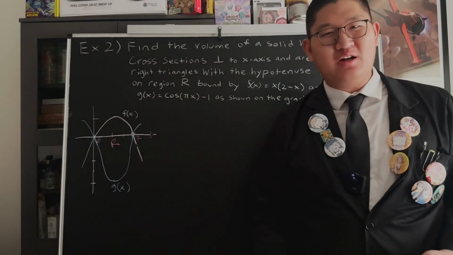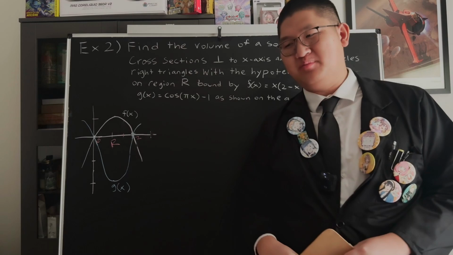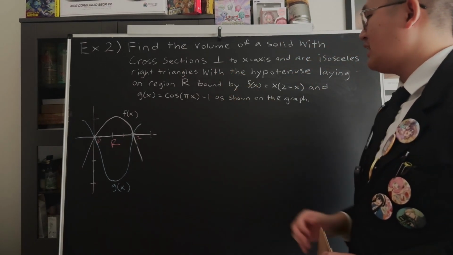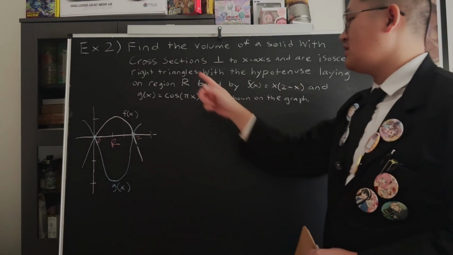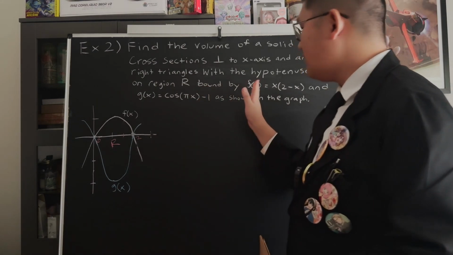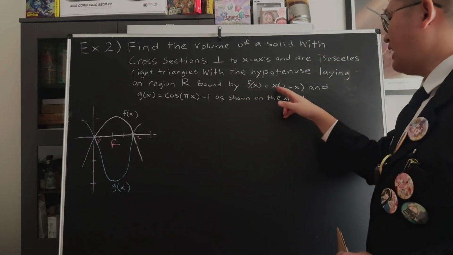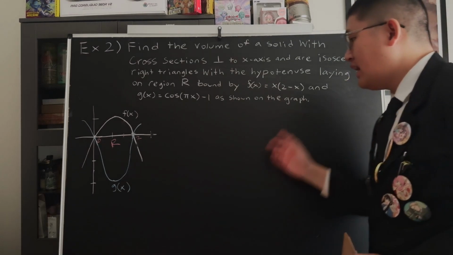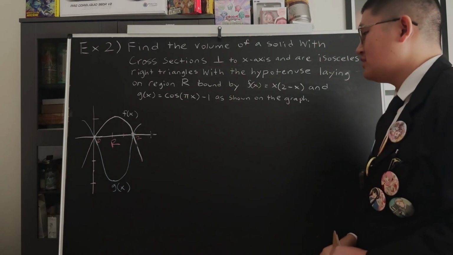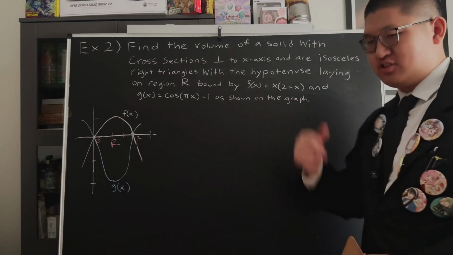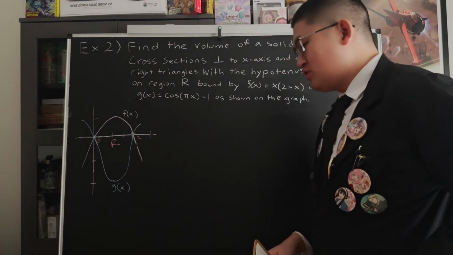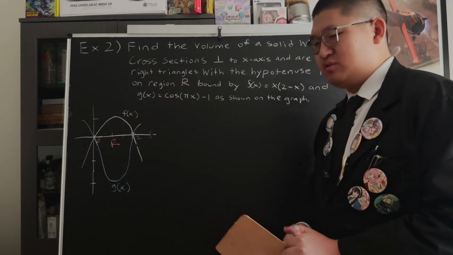As you can see, there's a lot going on with that graph, but let's have a look at what this problem is asking for. It says here to find the volume of a solid with cross sections perpendicular to the x-axis that are isosceles right triangles with a hypotenuse lying on region R, which is bounded by the function f of x, similar to the last problem, x multiplied by all of 2 minus x, and the other function g of x, now going underneath, being equal to cosine of pi x minus 1 on the outside, as shown exactly on that graph. So we've got a lot of things going on here, which we need to take measurement of as we try to solve it.